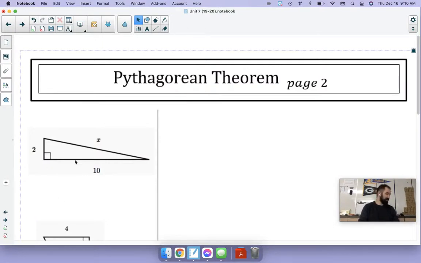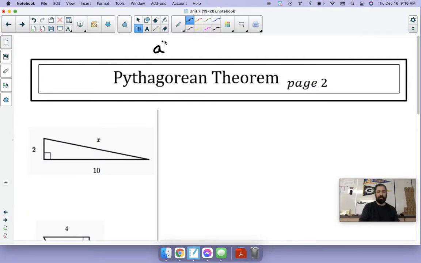We are going to continue practicing the Pythagorean theorem. Remember, the Pythagorean theorem says that a squared plus b squared equals c squared, and we need to figure out our missing side lengths. So let's check this one here. We have two legs on this problem, 2 and 10, and our missing side length is the hypotenuse. Remember, the hypotenuse is directly across from the right angle. It's always the longest side, so we know that our answer has to be greater than 10. So let's check this out.